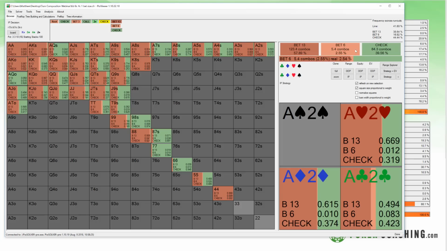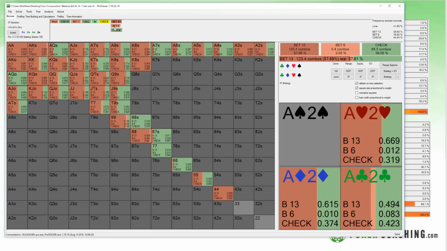I gave it a 40% bet size, which is 6, and an 80% bet size. So 6 and 13, 40% and 80%. And as you can see here, we're only basically using the 80% bet sizing. And what does that mean? We're polarizing our range. So we're going to be checking about 40%, betting 60%, and always using the 80% sizing on this brick turn card.